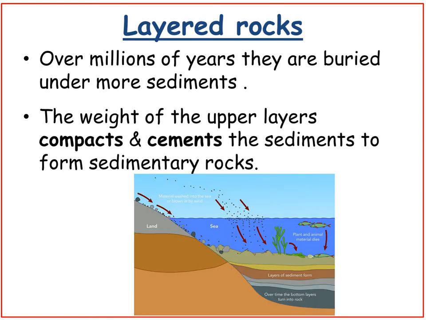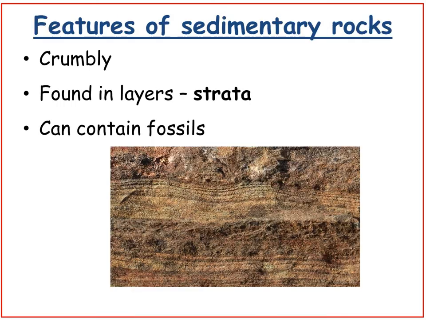And then over millions of years, they are buried under more sediments, and the weight of the upper layers of sediment compacts and cements the sediments to form sedimentary rocks. So over millions of years, upper layers compact and cement, put pressure on it, and it turns into sedimentary rocks. The features of sedimentary rocks are they are crumbly, they are found in layers known as strata, and they can contain fossils.